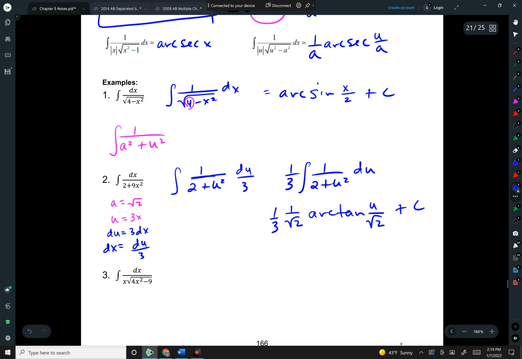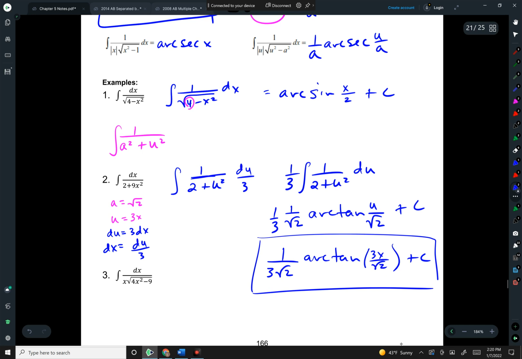So to clean it up, 1 over 3 square root of 2, arc tangent, oh wait a minute, what was u again? 3x. So arc tangent of 3x over square root of 2. That would be the absolute most involved arc tangent type 1 you would see.